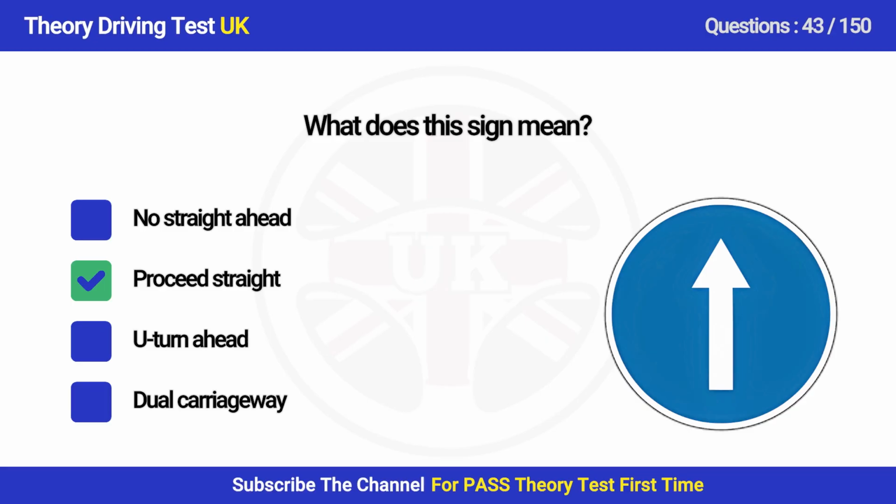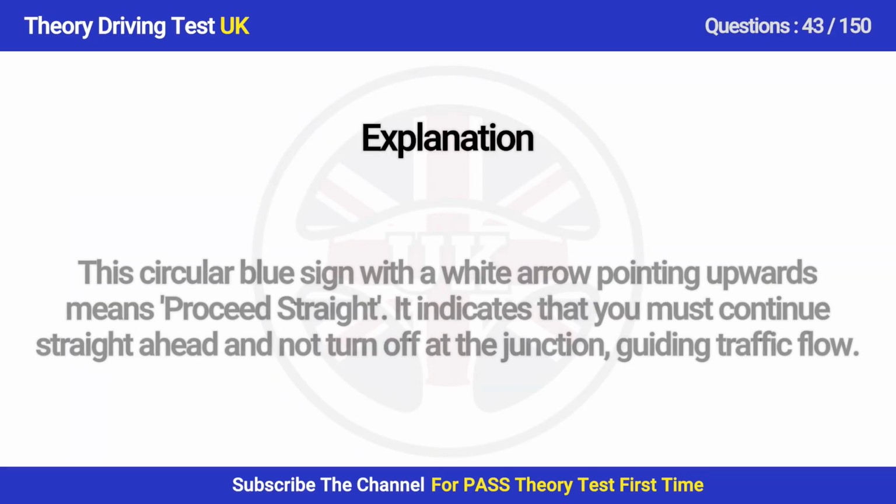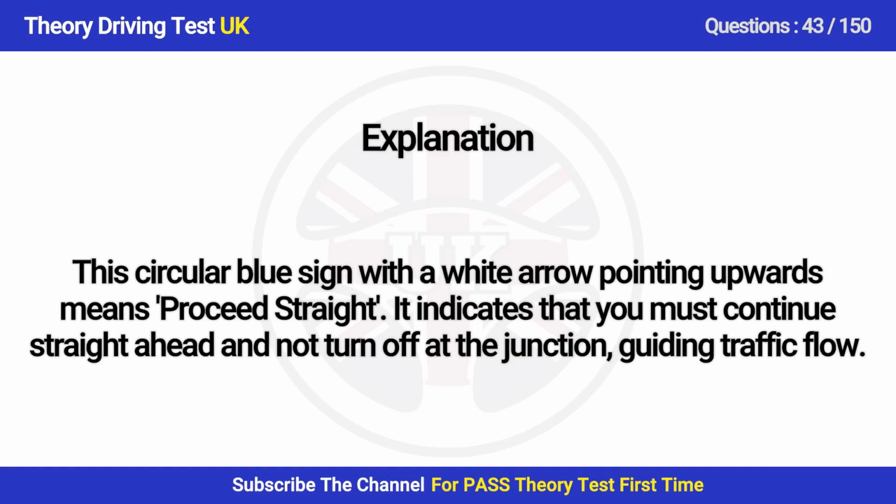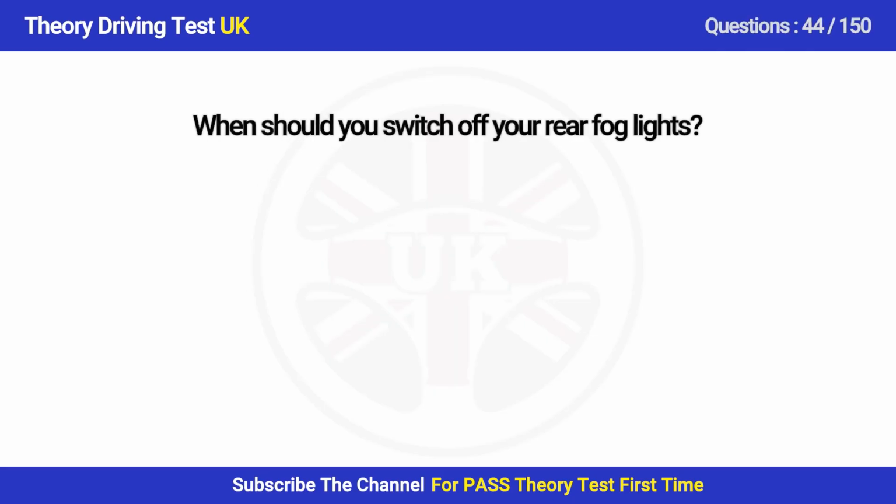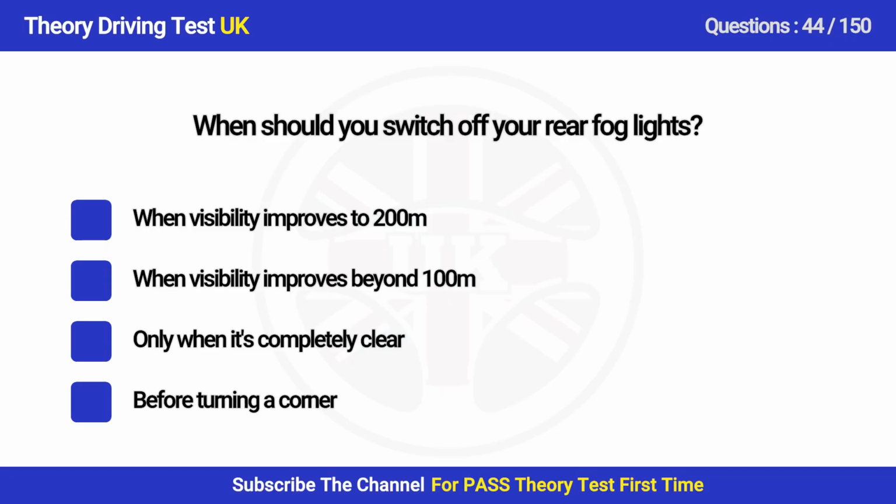Answer is B. Proceed straight. This circular blue sign with a white arrow pointing upwards means proceed straight. It indicates that you must continue straight ahead and not turn off at the junction, guiding traffic flow. Question 44. When should you switch off your rear fog lights?